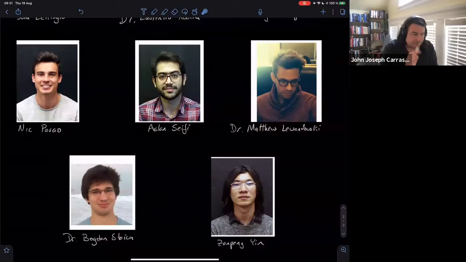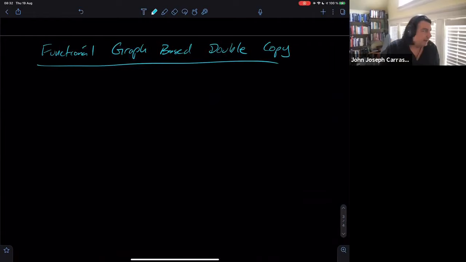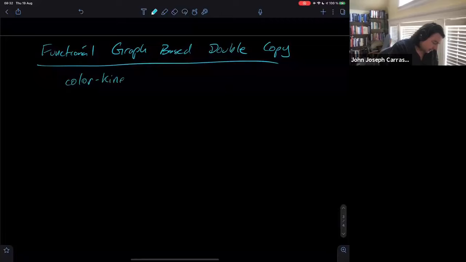Okay, so without further ado, let me get started, and let me just clarify that at the beginning, I'm going to be talking about a functional graph based double copy. So the nouns, the objects in the language we'll be talking about today are going to be graphs. And this is going to be color kinematics and functional representations like we use at loop level.